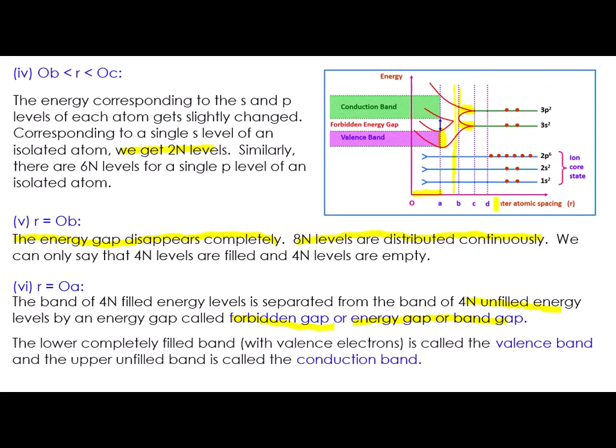Now, the lower completely filled band, with all electrons present there, is called the valence band, and the upper completely unfilled band is called the conduction band of energy.